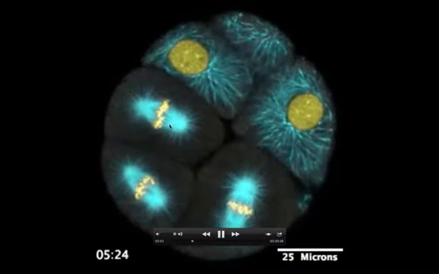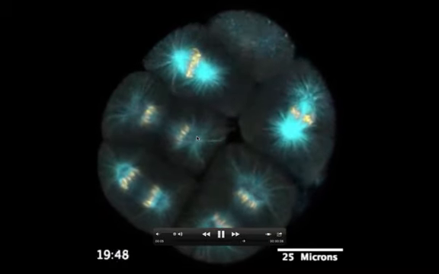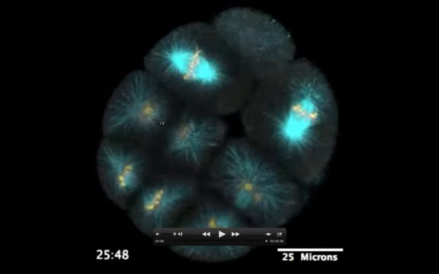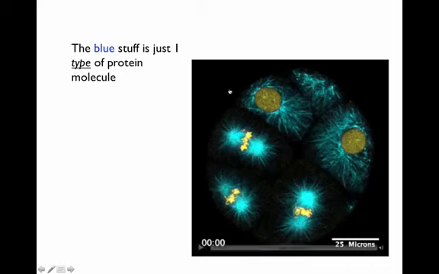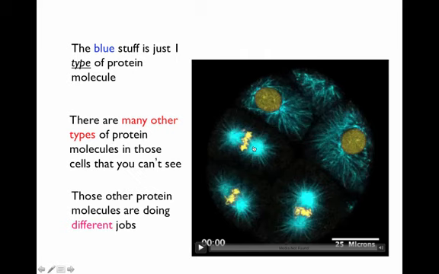So just to show you once again, these blue proteins are pulling on the chromosomes, and they yank one set of chromosomes to one new cell, and they yank the other set of chromosomes to the other new cell. So that's an example of one type of protein doing one particular type of job in the cell. Again, just to emphasize, the blue stuff that you see in that video is just one type of protein molecule. There are many other types of protein molecules running around in those cells. You just can't see them because they're not decorated, and they're doing other types of jobs in those cells.